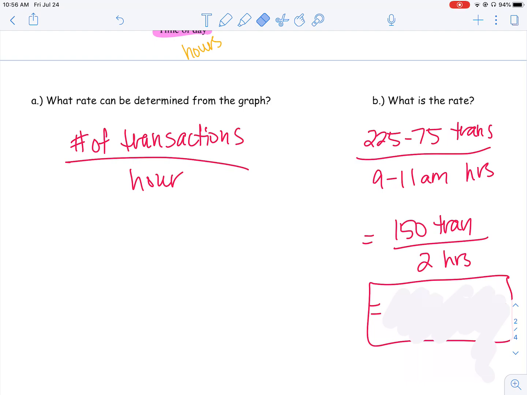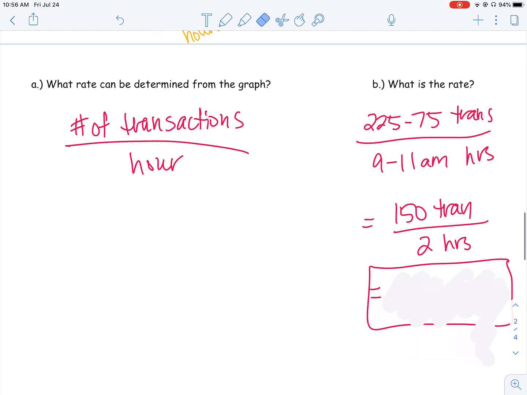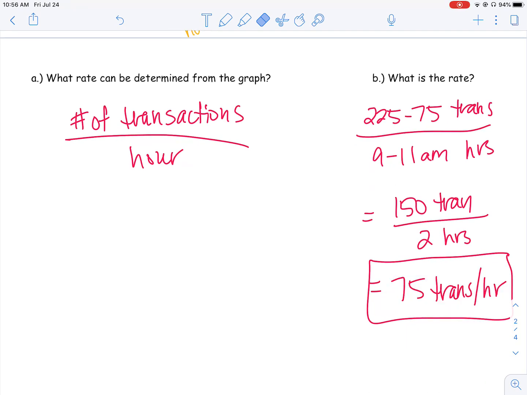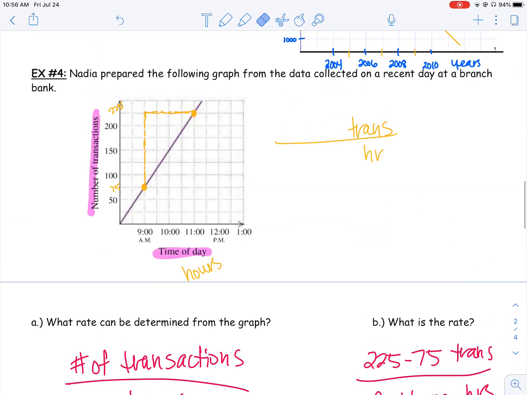If we want to have a unit rate, we want to divide that and say that really she made 75 transactions per hour. So that was the rate at which she worked. On average, she made about 75 transactions per hour. We can use the graph, find 2 points, ordered pairs on the graph, and figure out what the change was in the y-axis versus the x-axis, the rate of change.